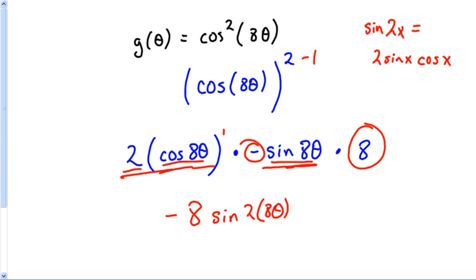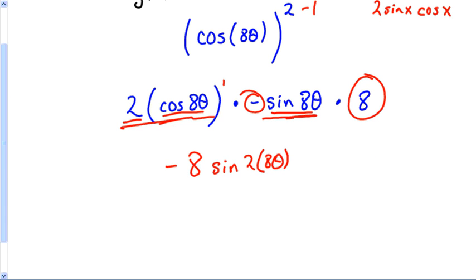Now, you should look at that and be like, well, that's actually kind of ugly the way you wrote that. Well, fine, we'll clean it up. Negative 8 sine 16 theta and kapowie. What do we have? G theta? So g prime theta is equal to that.